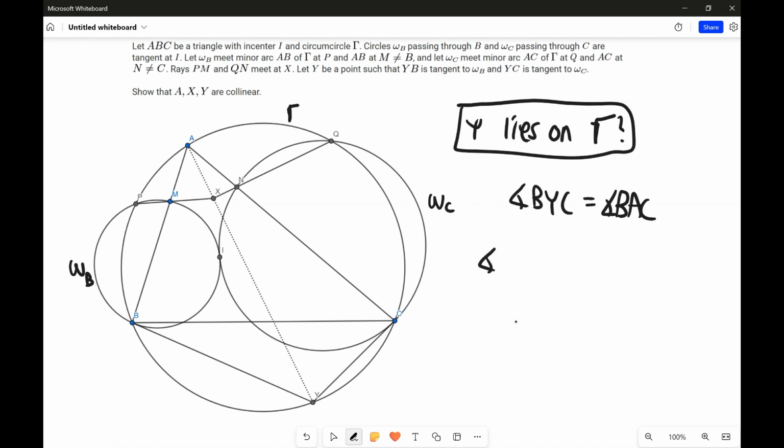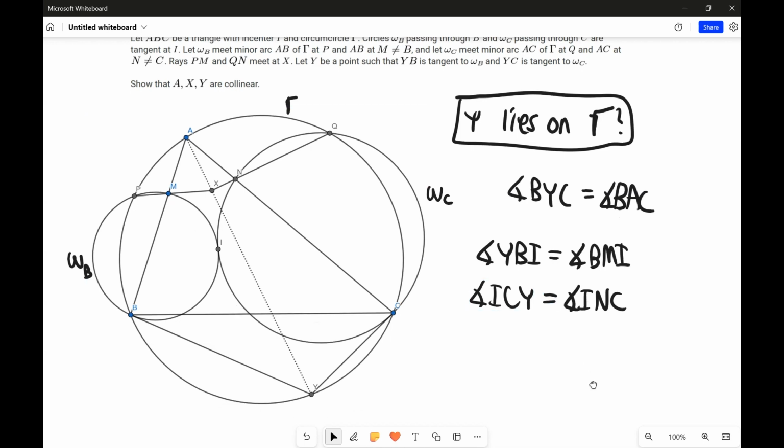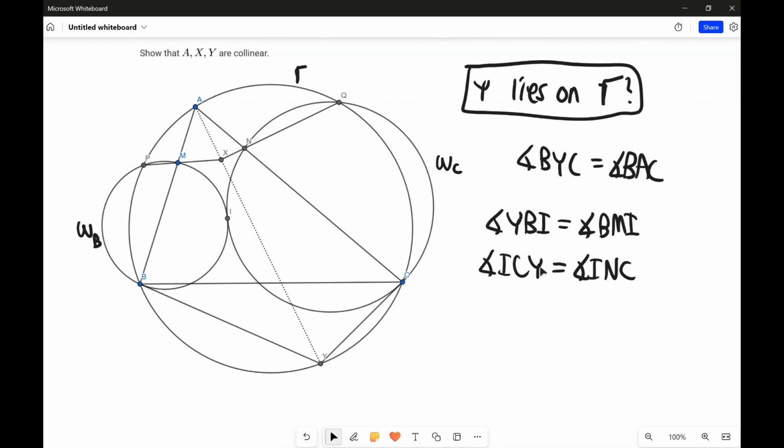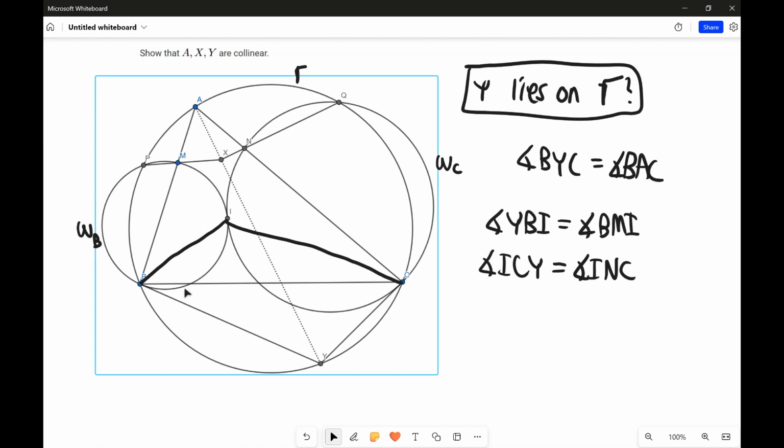So we have that directed angle YBI is equal to directed angle BMI because of the tangent lines. Similarly, directed angle ICY is equal to directed angle INC, because we can just reverse the direction of each of these angles and get the same tangent thing. And now we have these two angles here, so we can go ahead and draw them in. And we want to somehow relate these two angles with this angle here.